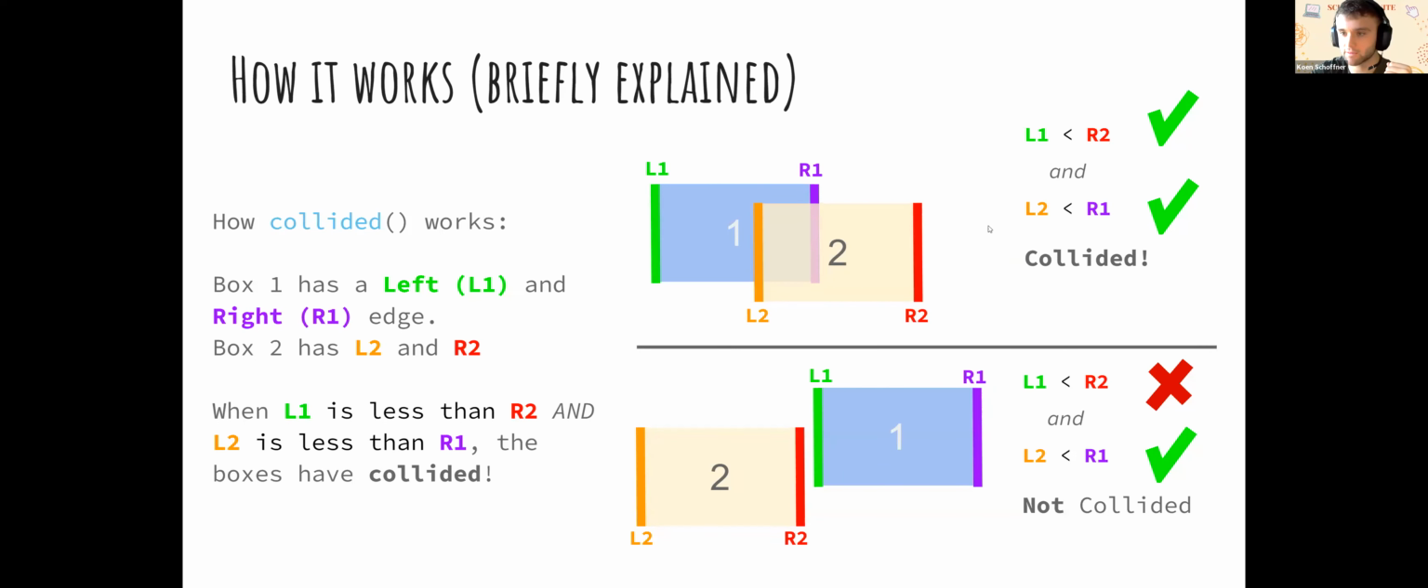It's a very specific case that checks for overlapping. If we look at the bottom here, we can see that L1 is not less than R2, so there's no collision. You can still see here that L2 is less than R1, because the second box is left of the first box, but we see that L1 is not less than R2, so we can tell that they're not overlapping. This is just for your knowledge, to keep in mind how the collided function works. We're not going to be asking you to program this or anything like that.